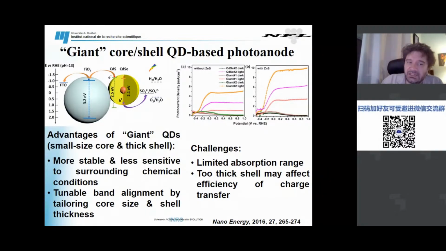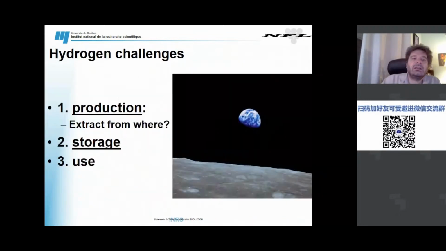The band alignment, particularly looking at the bands that we want to align them to, for example, titanium dioxide, is tunable. Of course, if the shell is too thick, it may affect charge transfer, so there may be other issues that need to be addressed.